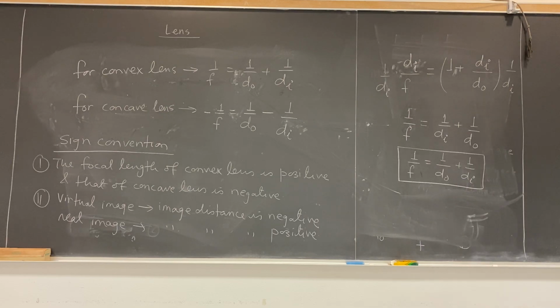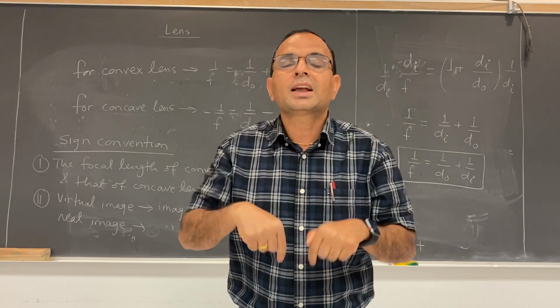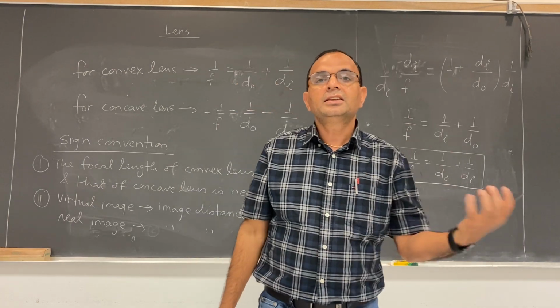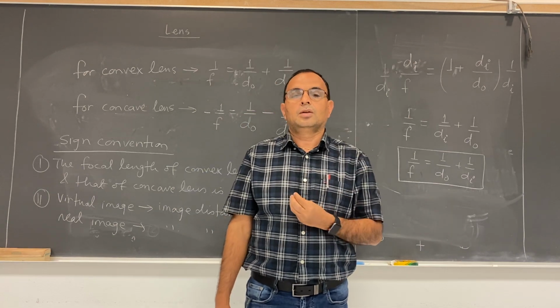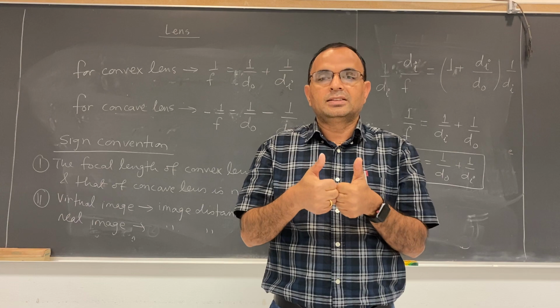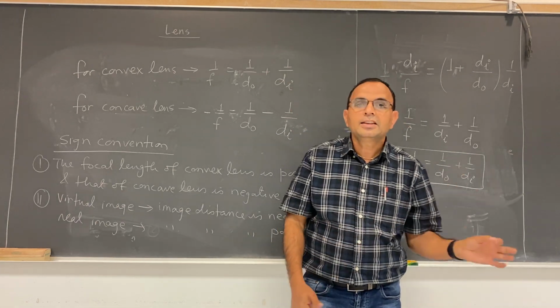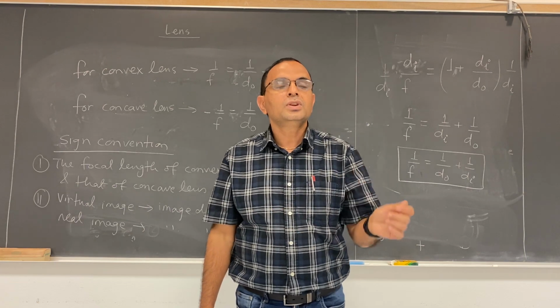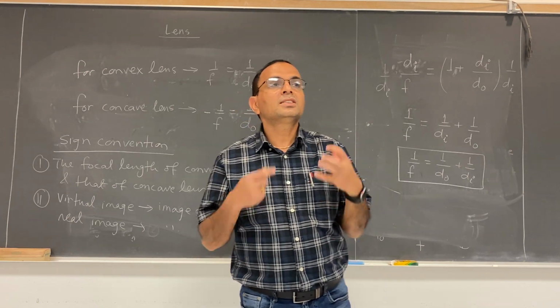If you have an upright image, it is positive, and if you have an upside down image, it is negative, relative to the object height. Object height we always take as positive. So if you have an upright image, the image height is positive. And if you have an upside down, inverted image, it is negative, relative to the object height. Okay, so this is the sign convention.